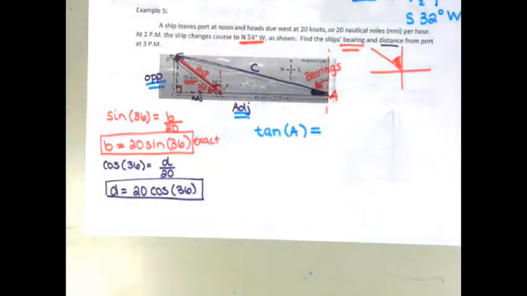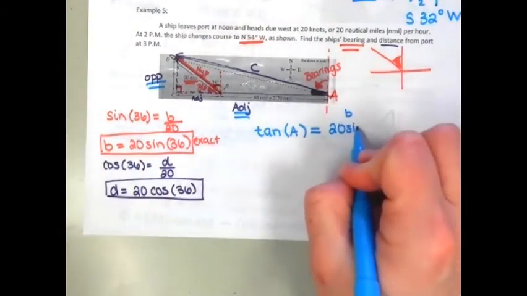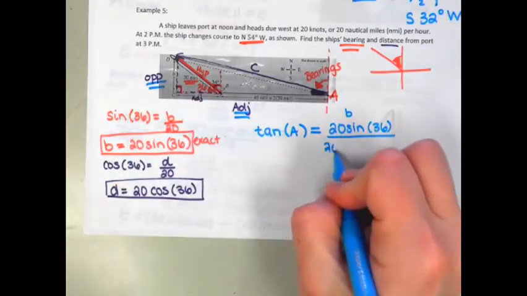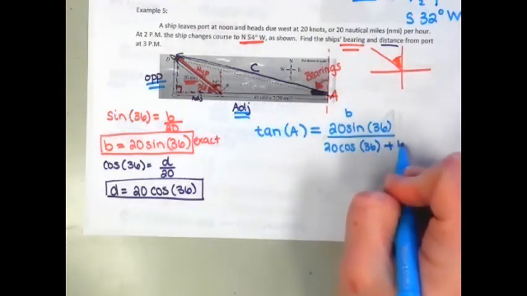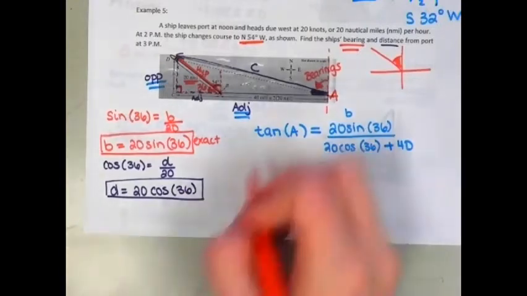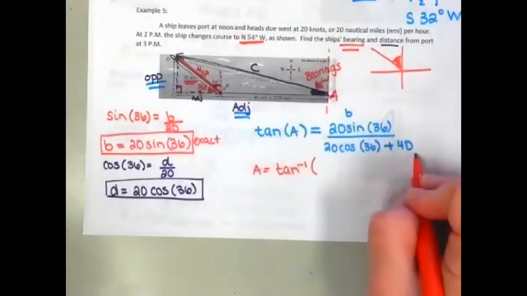Equals. What's my opposite? B. And what is B labeled as actually? 20 sine of 36 over my adjacent side. And what's my adjacent side? Right. 20 cosine 36 plus 40, right? Now, how do I get rid of the tangent? The inverse. So I need to find A. I want the tangent inverse of all of that.